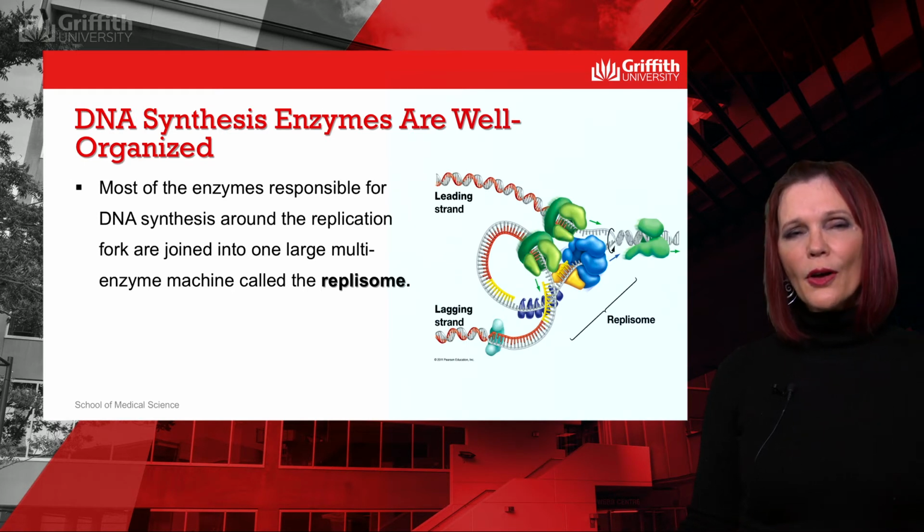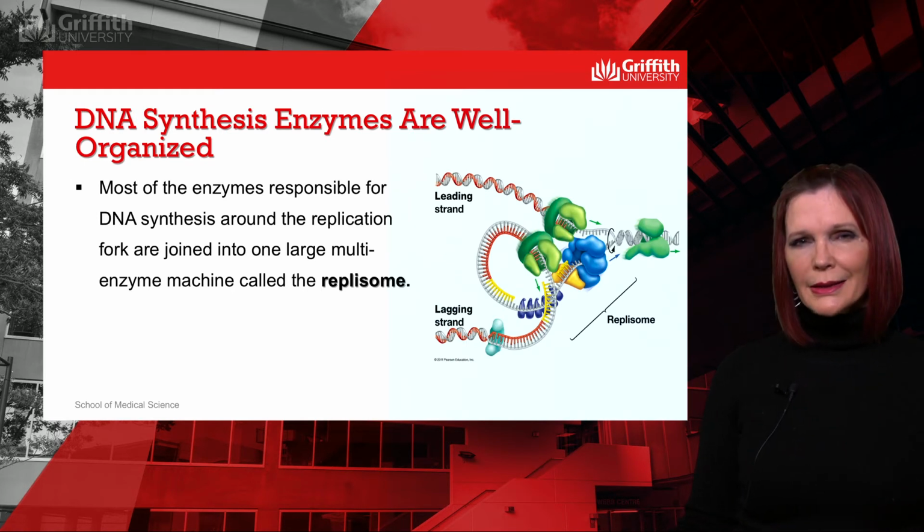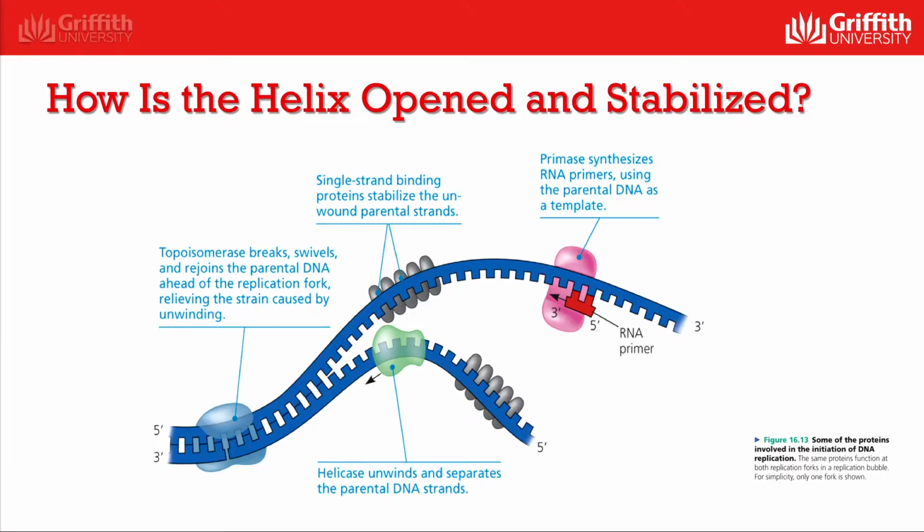DNA synthesis involves a sequence of well-organised enzymes that are joined into a large multi-enzyme complex called the replisome. For DNA to replicate, the double helix structure must be opened. Helicase is an enzyme that unwinds the double helix at the replication fork and breaks down the hydrogen bonds between complementary bases to separate the parent strands. Single-stranded binding proteins attach to the separated strands and prevent them from reannealing.